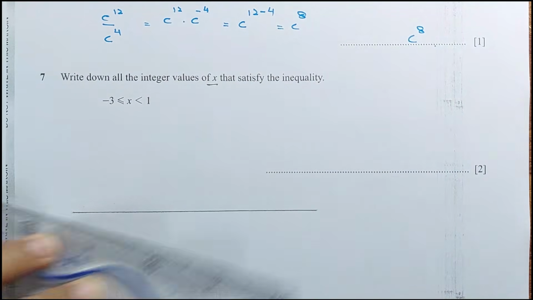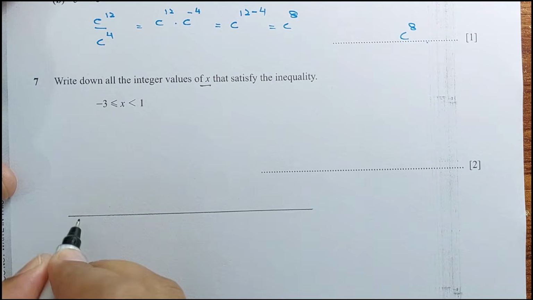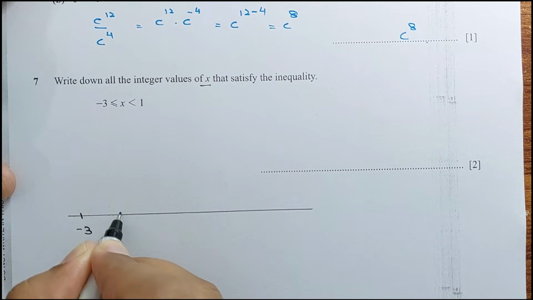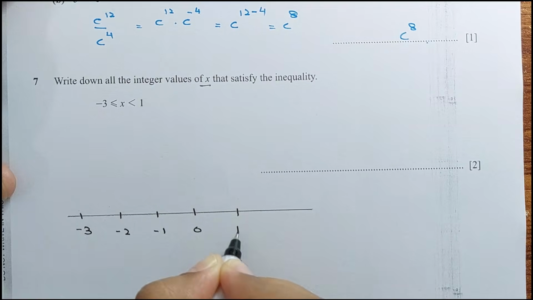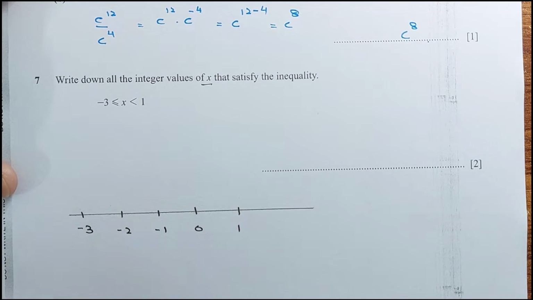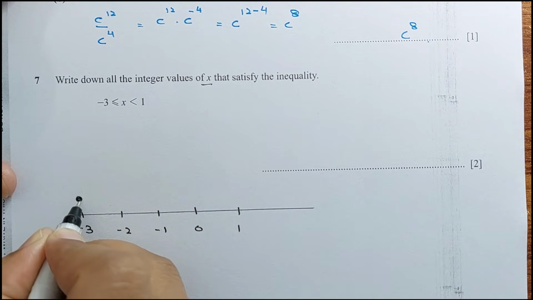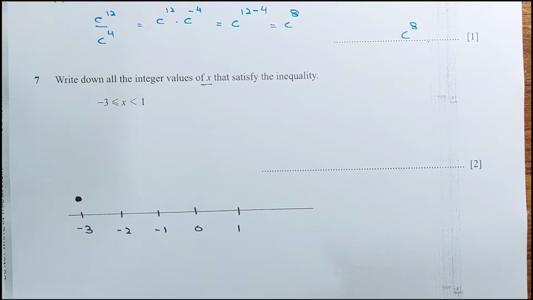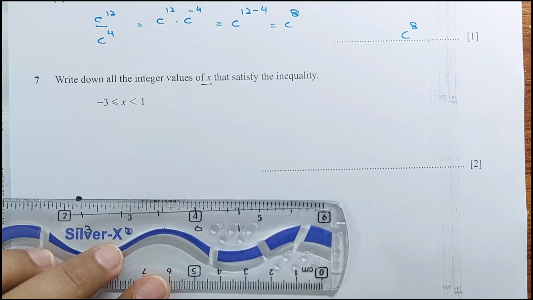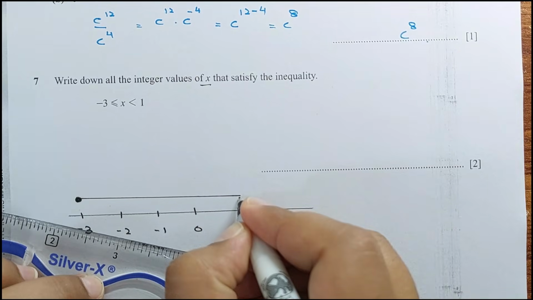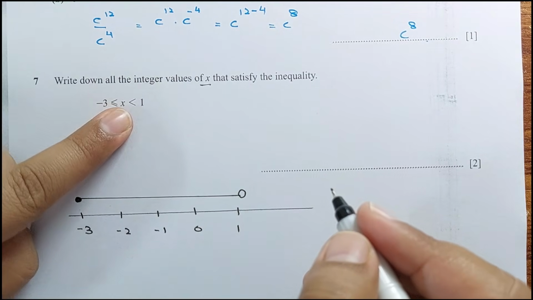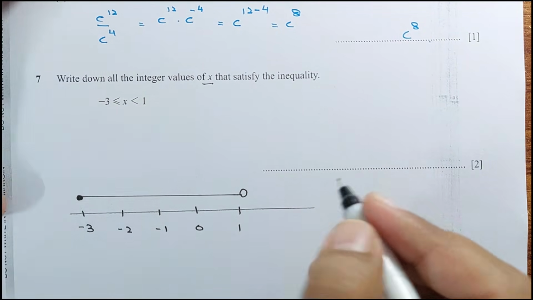Right. So if here is a number line, we can say we have negative 3, negative 2, negative 1, we have 0 and 1. Okay, so it includes negative 3, and goes till 1. 1 is not included. You can see negative 3 is included.